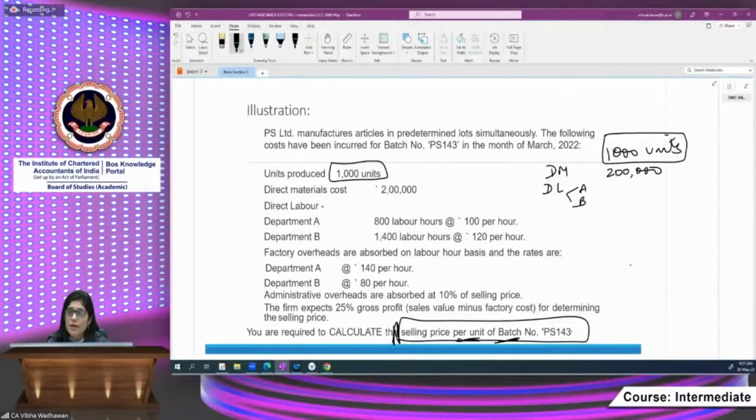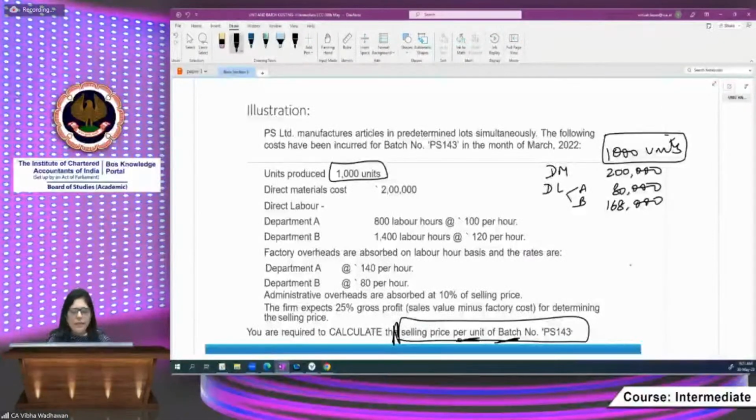Units are 1,000. So all the elements of cost we have to take. Direct labor: there are two departments, A and B. For department A, it comes to 80,000, which is 800 into 100 labor hours. Department B, 1,400 into 120. 1,68,000 is your direct labor cost for both the departments. Clear?